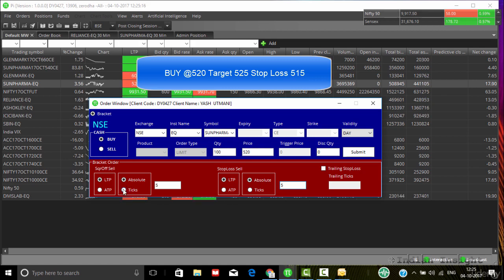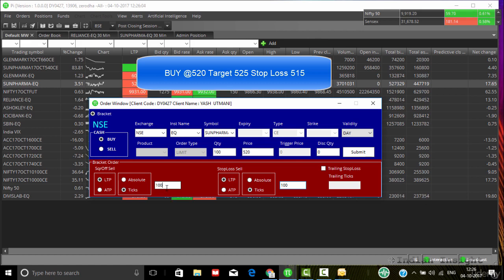Now instead of mentioning the absolute number of points, you also have the option to mention the number of ticks. So instead of 5 points, you can mention 100 ticks. Similarly, instead of placing a stop loss sell order and mentioning 5 points, you may mention 100 ticks. This again will tell the broker that the price at which you want to exit your trade if it goes against you is 100 ticks. So this will again come to 515. So basically your broker will know that you want to exit the trade if the prices go 100 ticks in your favor. So again your exit price will be 525.